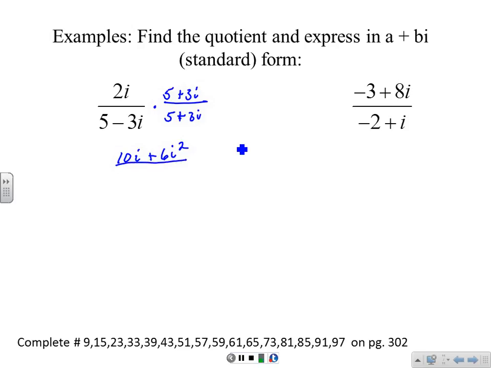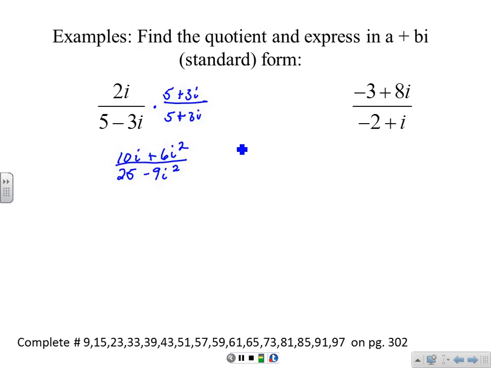And then on the bottom, you can FOIL this out, but since it's a sum and difference, technically all you have to do is first times first. 5 times 5 is 25, and then last times last. Negative 3i times positive 3i is negative 9i squared.